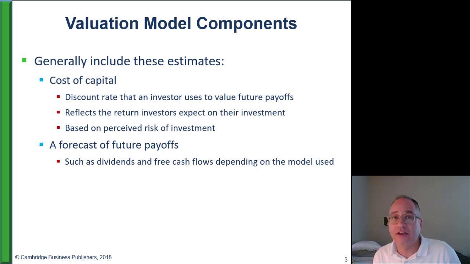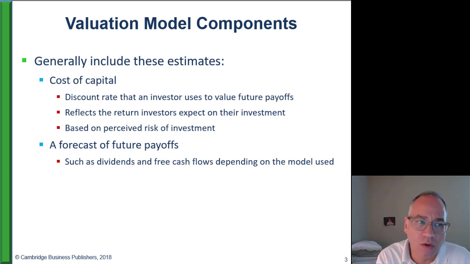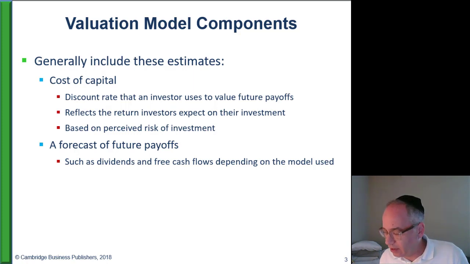So one thing that you're going to need is the cost of capital. The other thing that you're going to need is what's called a forecast of future payoffs. This would be whatever the investor expects from the investment. When they buy a stock, they're going to get a series of dividends, and then they're going to get a payoff when they finally sell the stock. So that, in a way, is an annuity. You have a series of payments, and then you have a payoff at the end when you sell the stock.